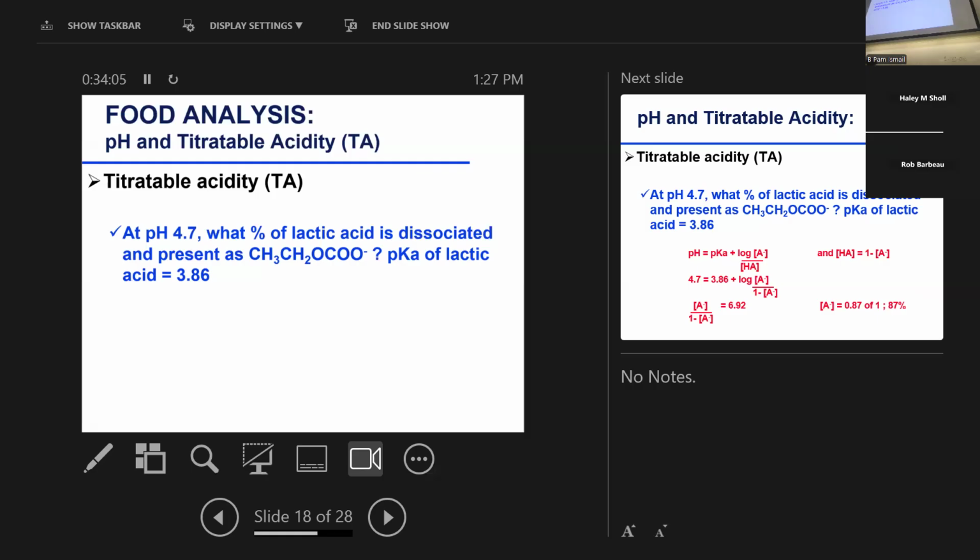All right. So then my A minus equals 6.92 divided by 7.92. What is that? 0.897. Very good. So if I'm looking at a percentage, that's 87%. Because this is 0.87 of the one part. So that's 87%.